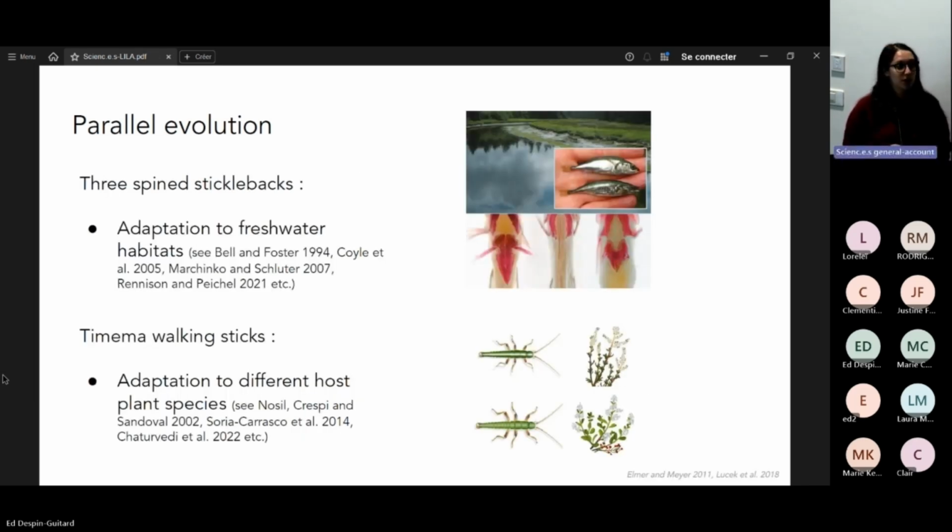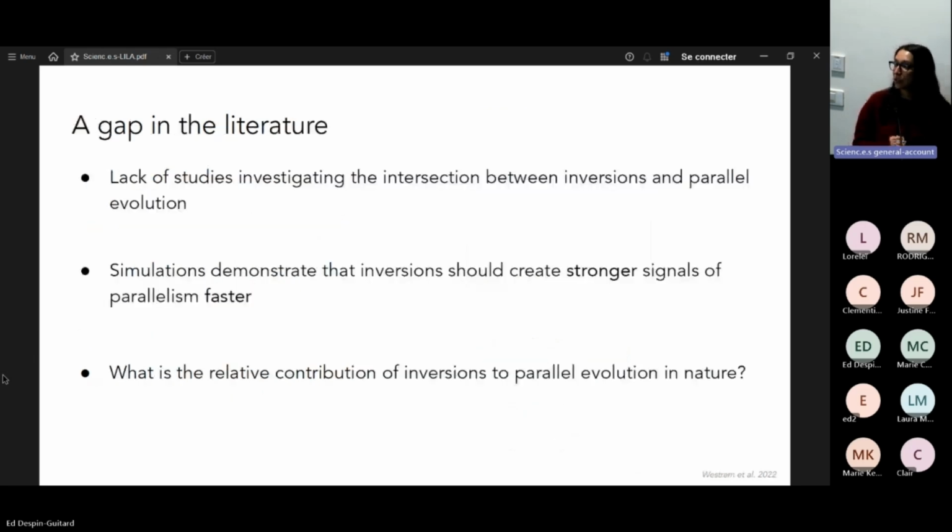And parallel evolution is something we've seen a number of times in nature. So we see this in the 3-spined sticklebacks, which have repeatedly independently adapted to freshwater habitats with changes to their plate armor. And we've also seen this in the Timema walking sticks, which have adapted to different host plant species.